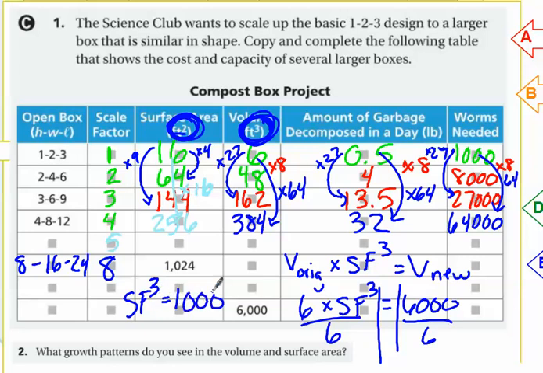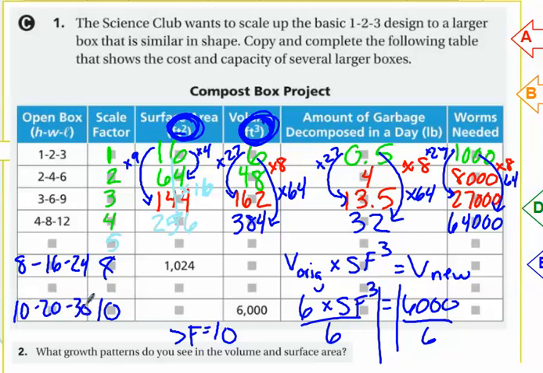On Thursday, we talked about cubic roots. And so to undo a cube, we find the cubic root of these, which means that my scale factor is equal to 10. From there, I can put in my scale factor, I can find my dimensions. It will give me a 10, 20, 30. From there, I can find my new surface area. I can find the amount of garbage and the worms.